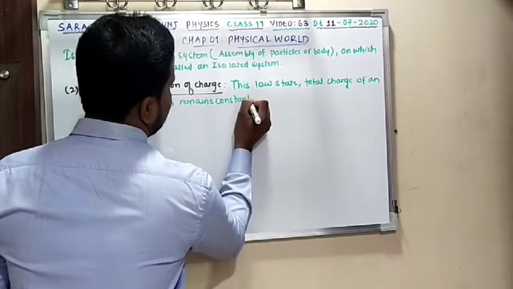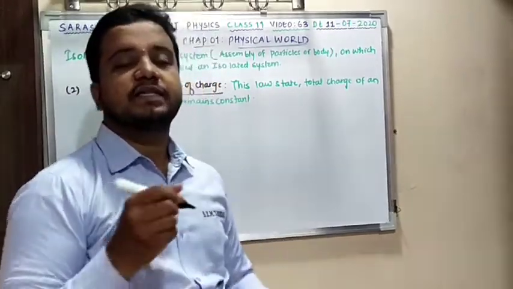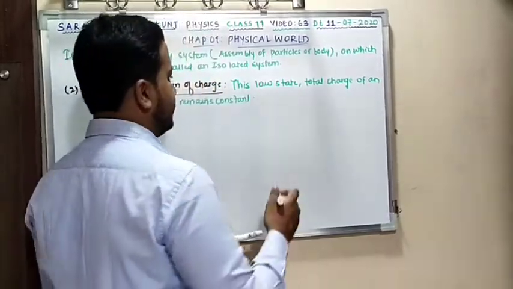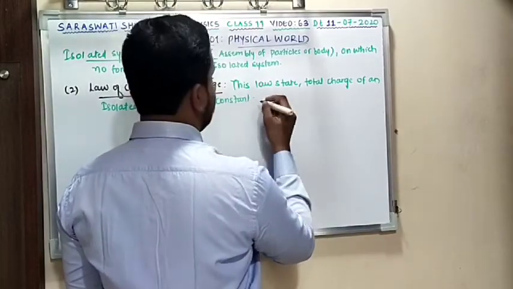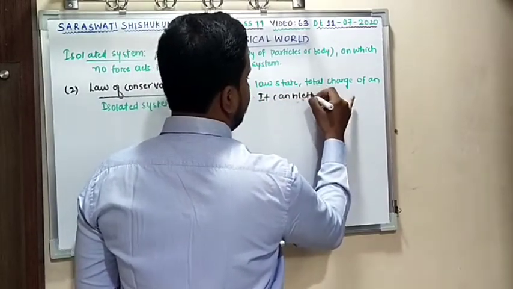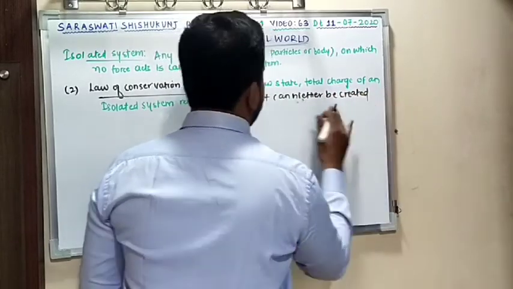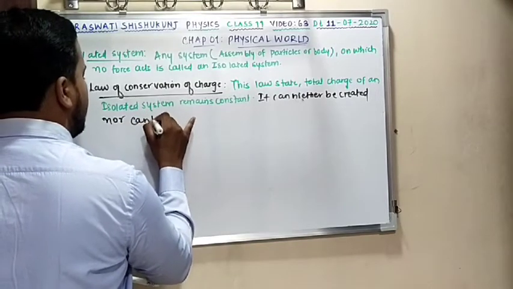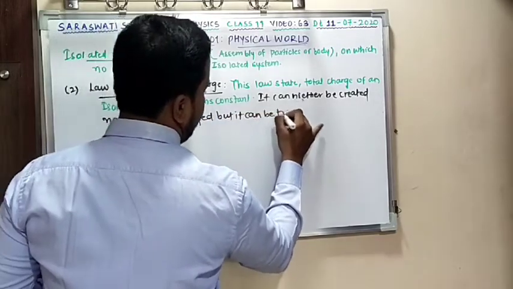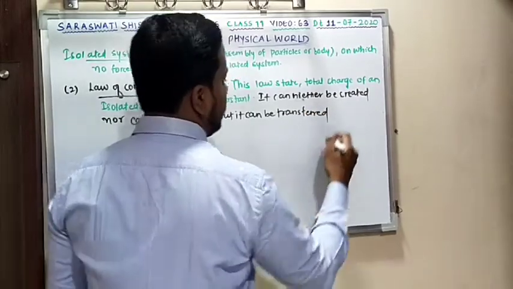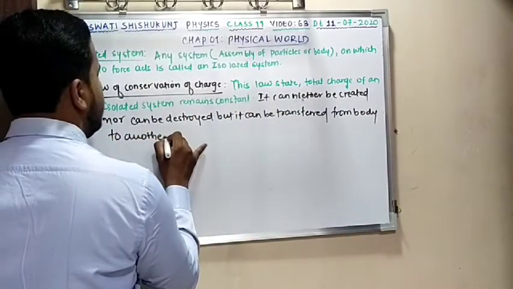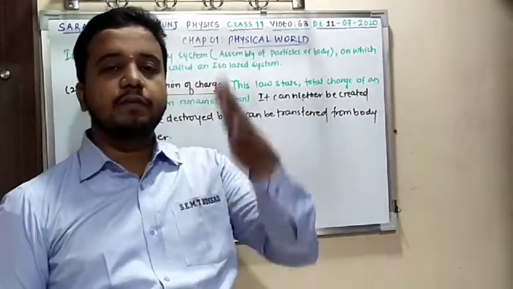Which implies that charge can neither be created nor be destroyed, but it can be transferred from one body to another. Clear? So this law states that the total charge of a system remains constant, and it can neither be created nor be destroyed, but it can be transferred from one body to another. Hope it is clear perfectly.